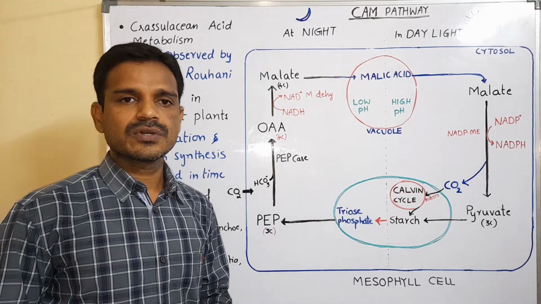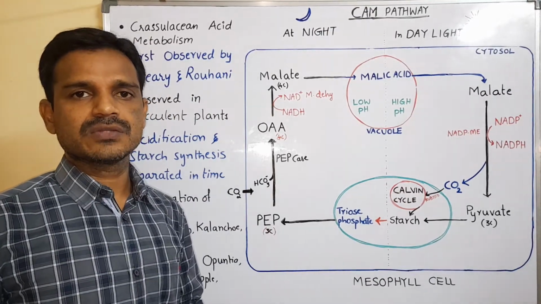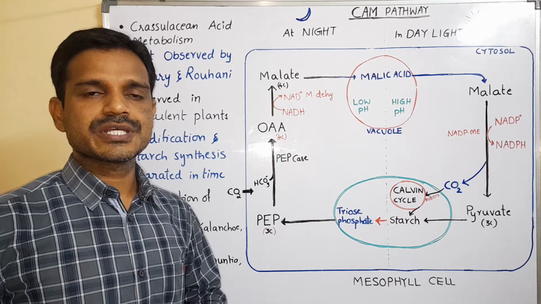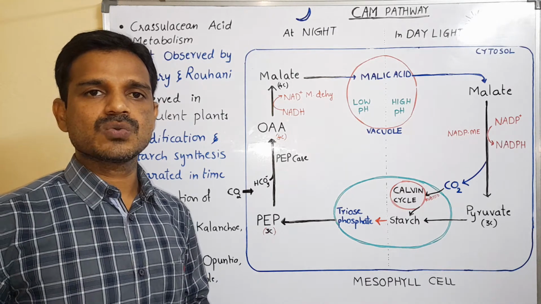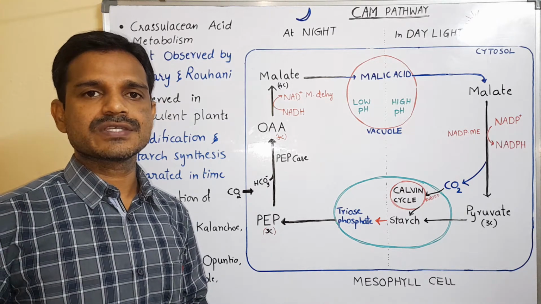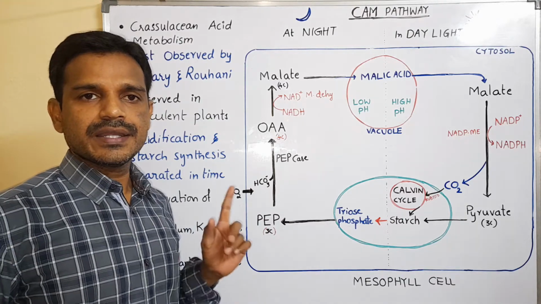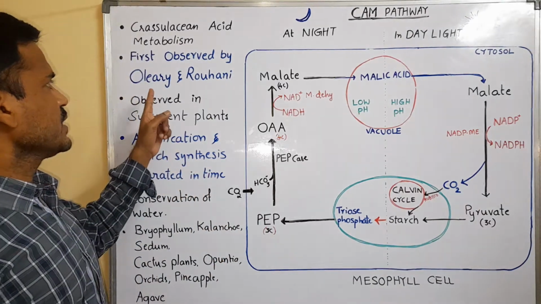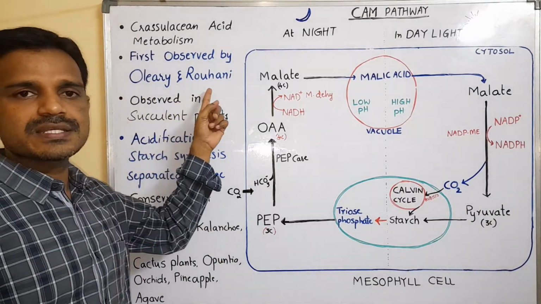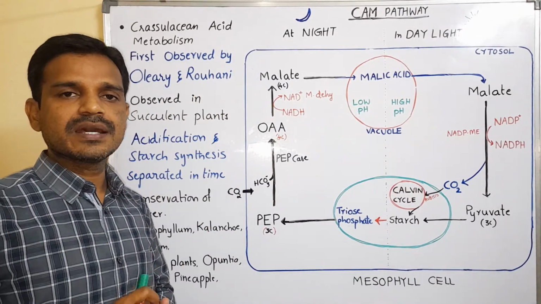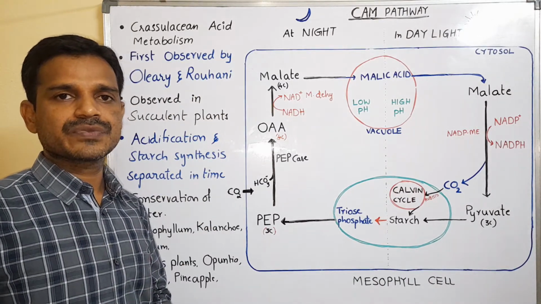Hello, now we are going to learn about the CAM pathway. CAM means Crassulacean Acid Metabolism. It is also one method of carbon fixation. It was first observed by Ranson and Thomas in succulent plants, mainly in Crassulaceae family members.